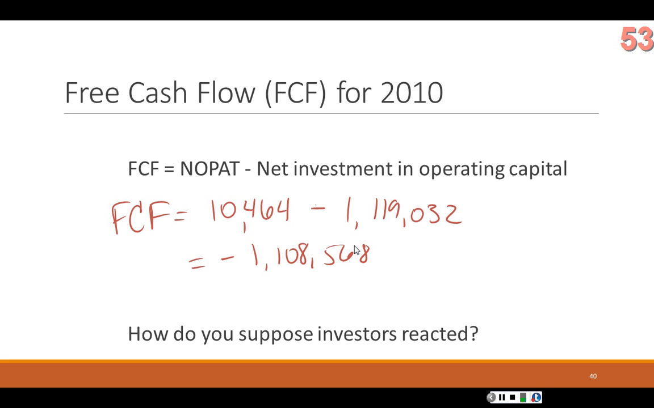Is this good or bad? It's bad if it extends for multiple years in a row, but it's not detrimental. It means that the company is trying to grow. So this company, they did borrow some money. So they're trying to grow the company.